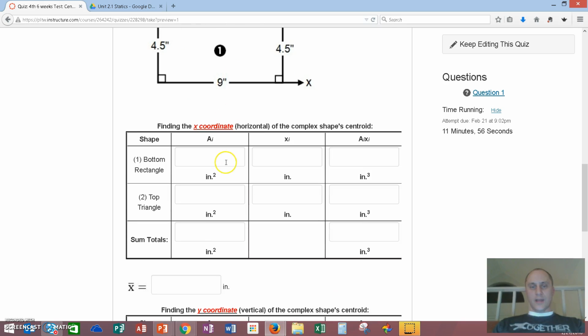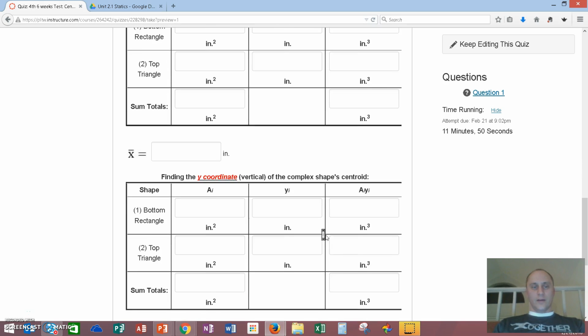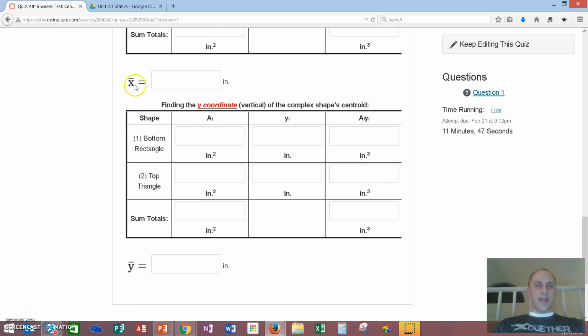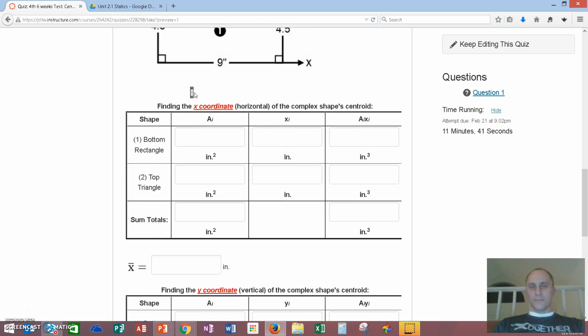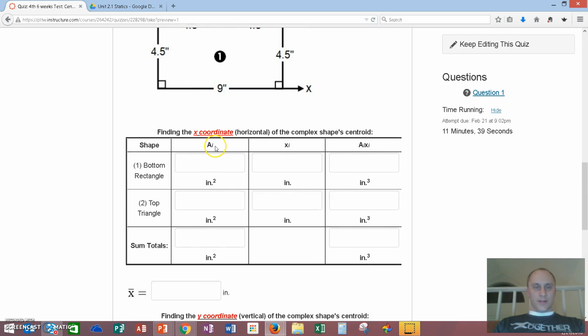And if you look at this table, it tells us all the information we need and the math that we need to do in order to calculate this ordered pair, the x and the y location of the centroid for the complex shape. The A, as you might imagine, stands for area. And so in this column right here, we're looking for the area of both the bottom rectangle and the top triangle, at which point then we're just going to simply add those two numbers together.